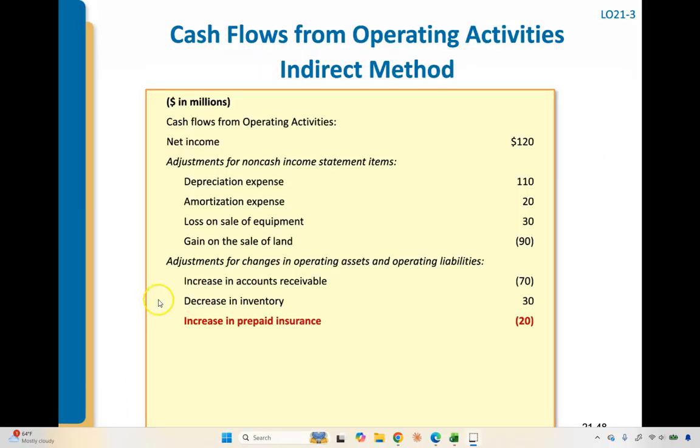In part 1 of the video, we started building our cash flow from operating activities using the indirect method. We start with net income. We backed out all of our non-cash income statement items, and we started working through our adjustments in operating assets and operating liabilities. We got through all of our operating assets, and now we will continue with going through our operating liabilities.